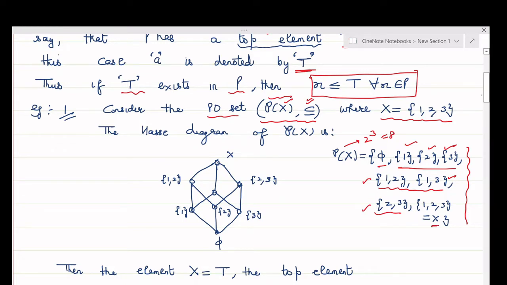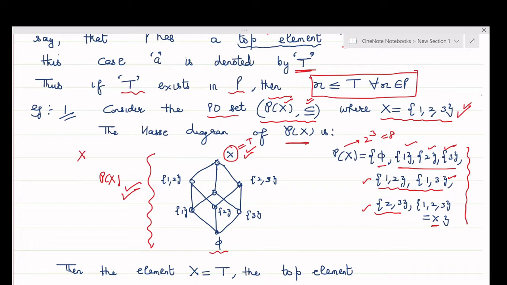So these are the 8 subsets of X, and we have already seen that when you draw the Hasse diagram for the POset, power set of X, where X consists of the 3 elements 1, 2, 3, this is how the Hasse diagram looks, where phi, the empty set, is at the bottom, and X, the whole set, is at the top. And we can see that every element of this POset is below or smaller than capital X.